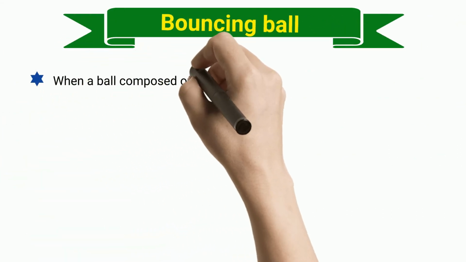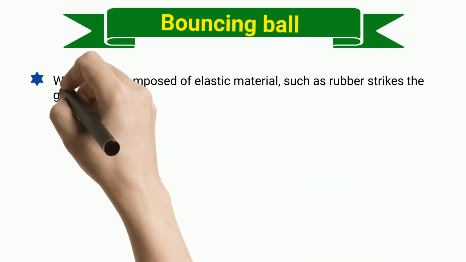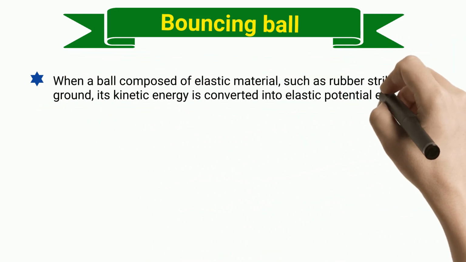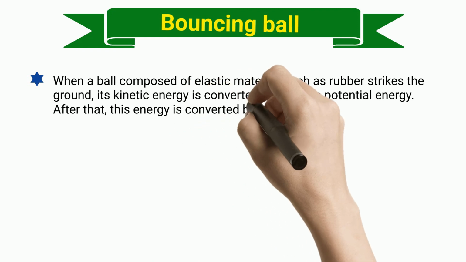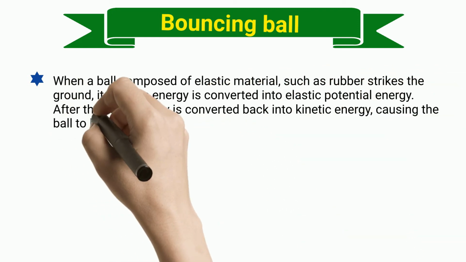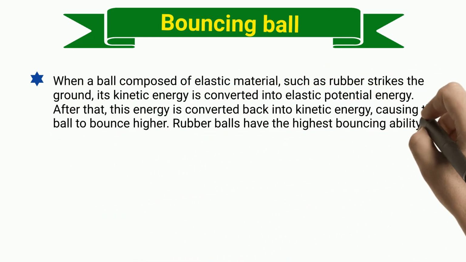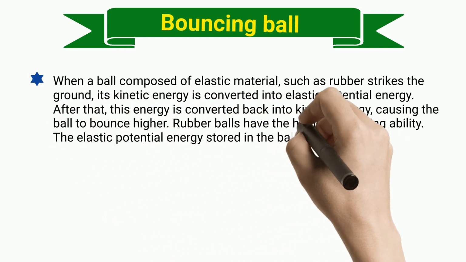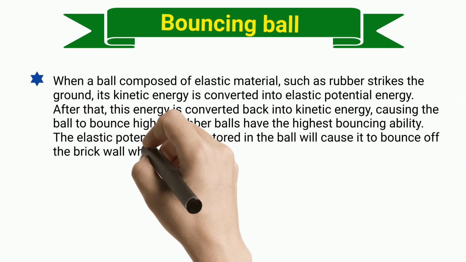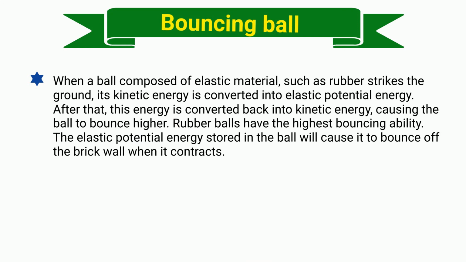Bouncing ball. When a ball composed of elastic material, such as rubber, strikes the ground, its kinetic energy is converted into elastic potential energy. After that, this energy is converted back into kinetic energy, causing the ball to bounce higher. Rubber balls have the highest bouncing ability. The elastic potential energy stored in the ball will cause it to bounce off the brick wall when it contracts.